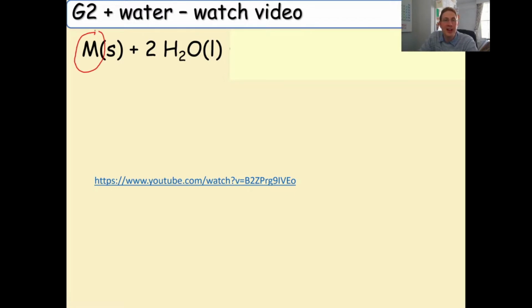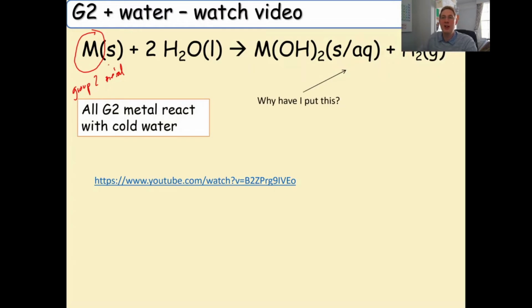This is not a mistake. This M stands for a group 2 metal, which includes but is not limited to magnesium. And when you react a group 2 metal with water, what do you end up with? You end up with the hydroxide, and hidden under here you end up with hydrogen.